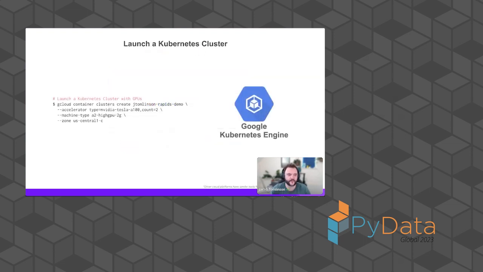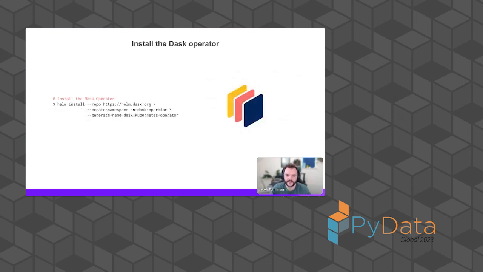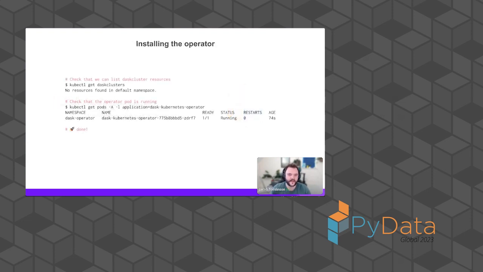Just to illustrate, we can do this quite quickly. Say I'm going to choose Google Cloud for my Kubernetes cluster. I can run one command that will create a Kubernetes cluster with some GPUs. All the other clouds have a rough equivalent of this. I'm then going to install the NVIDIA plugins so that the Kubernetes cluster is aware of the GPUs. I can then install the Dask operator, which makes the Kubernetes cluster aware of Dask as a concept and able to create Dask clusters. And then we can list our Dask clusters and create them.